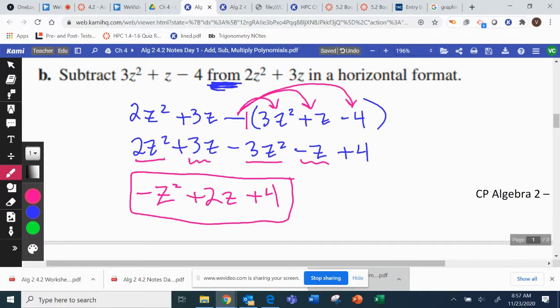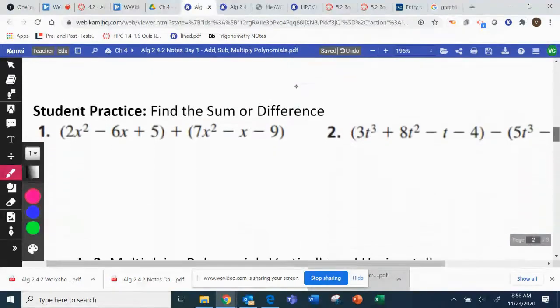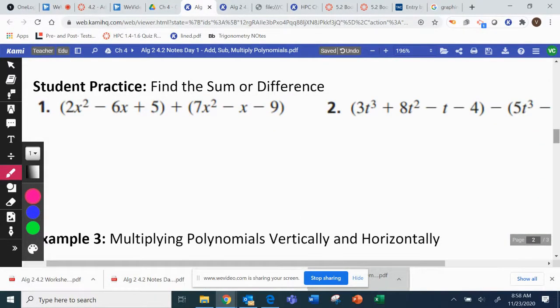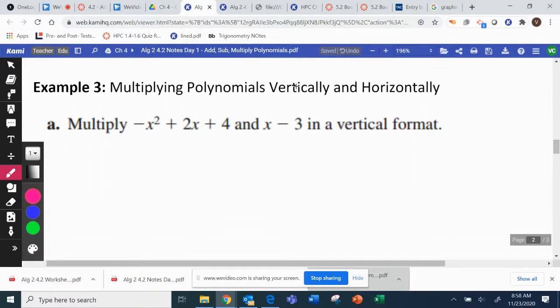So you can determine if you want to do the horizontal method or vertical method, your choice. Either is fine. There's some practice, but I'm just going to keep going because you did this in Algebra 1. Next is multiplying polynomials vertically and horizontally.